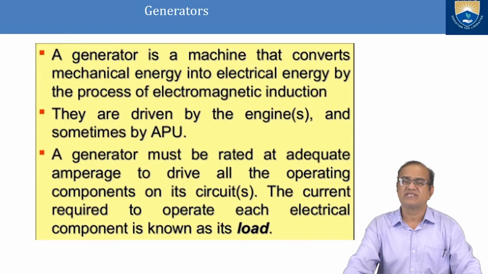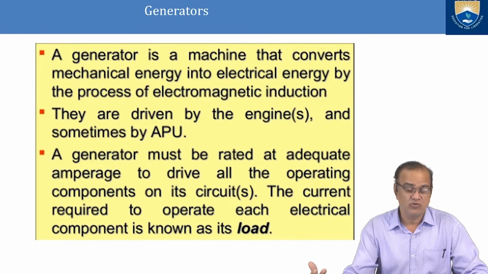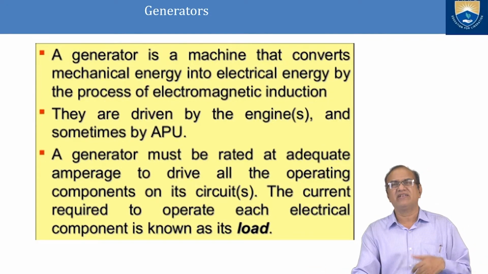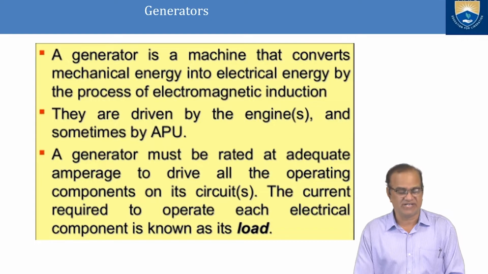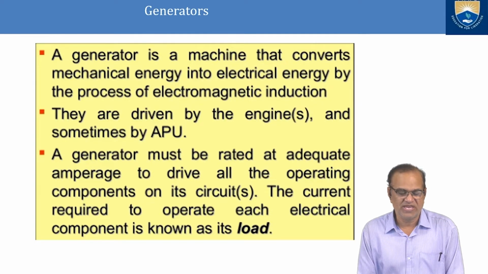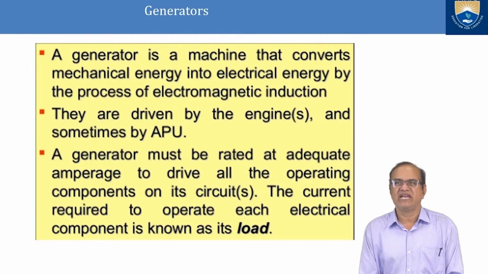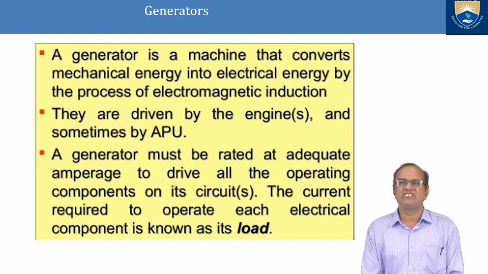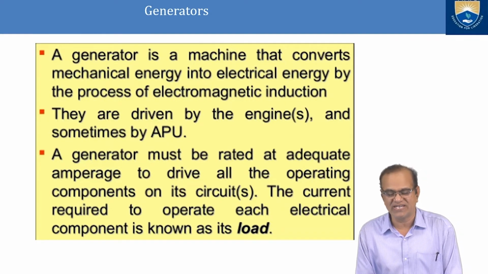What are generators? We have learned about the two types of batteries. Now the second source of power is generators. For generators also, we have the AC generator and the DC generator. A generator is a machine that converts mechanical energy into electrical energy by the process of electromagnetic induction.